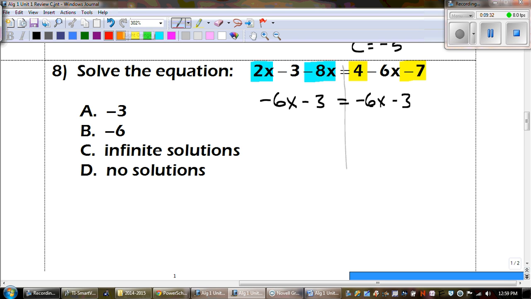Now, you might be able to tell what the answer is right here, but the next step is to get the variables to one side. And when we do that, they both cancel out, and we're left with negative 3 equals negative 3. Now, that's a true statement, so our final answer, infinite solutions.